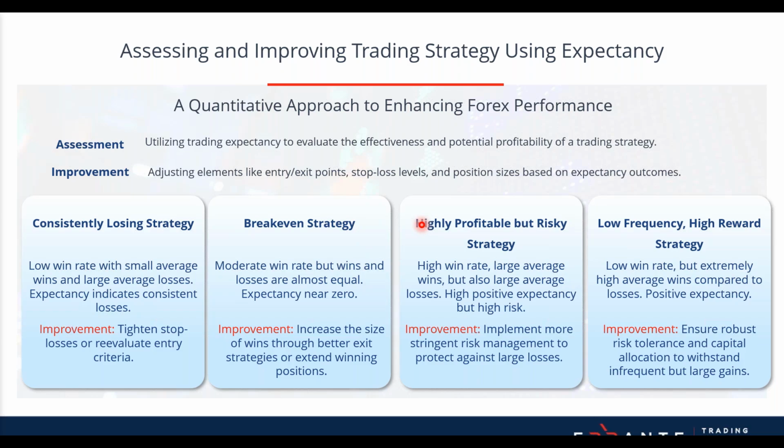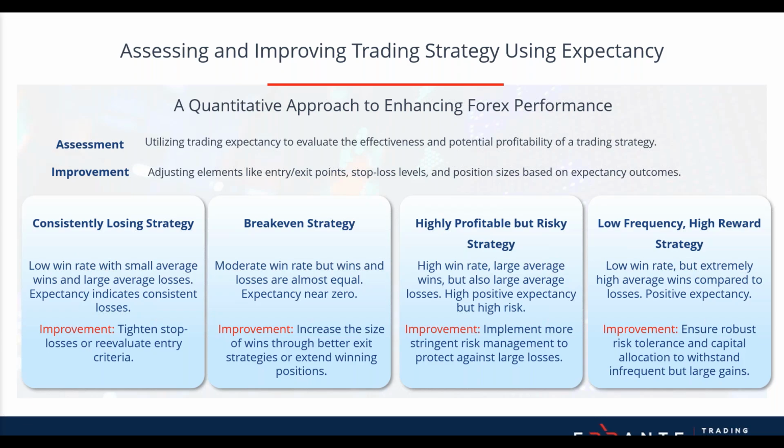And now, there is the high risk, high reward scenario in example 3. A high win rate with large average wins, but also significant losses. Despite a high positive expectancy, the risk level might be unsustainable. Here, the focus should be on implementing more stringent risk management to protect against those large losses.